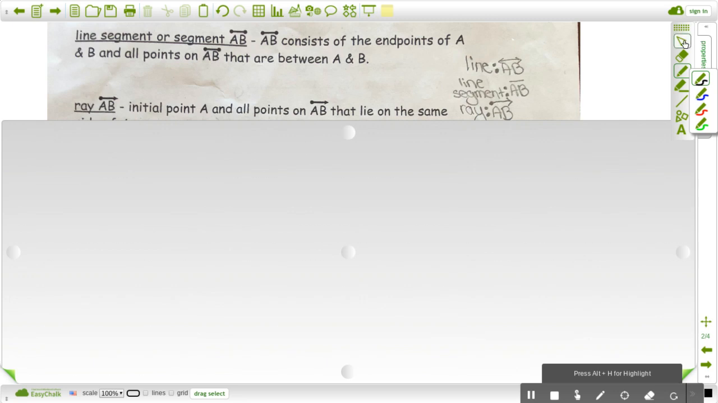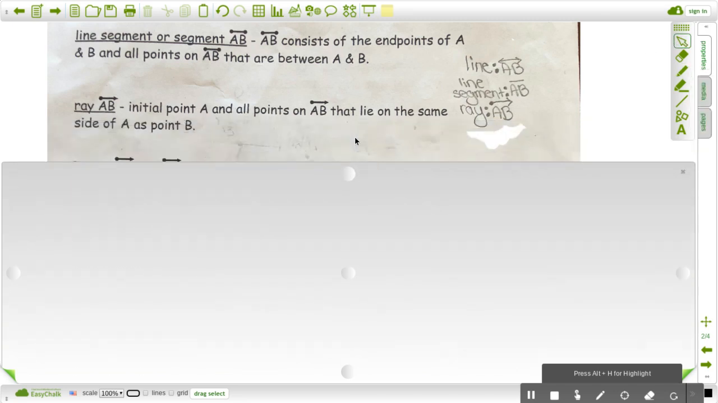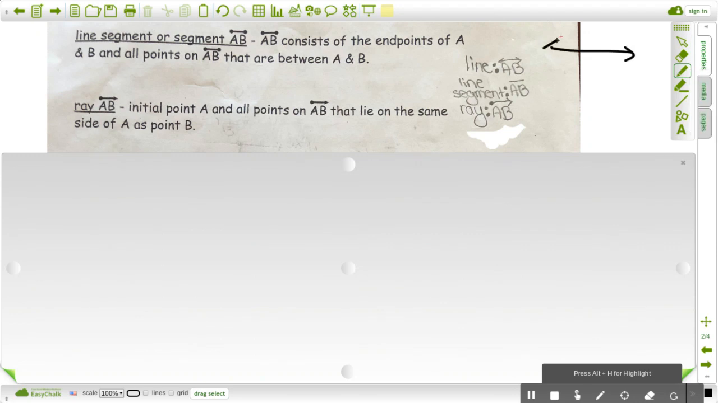And then there's something called a ray. A ray is kind of a line segment and a line mixed together. What I mean by this is, if you look at a line, it goes like this. And if you look at a line segment, it's this. A ray is one dot and one arrow. So it has one endpoint and one arrow. On one side it stops and on the other side it goes on forever. That's called a ray. And the ray is written like this.